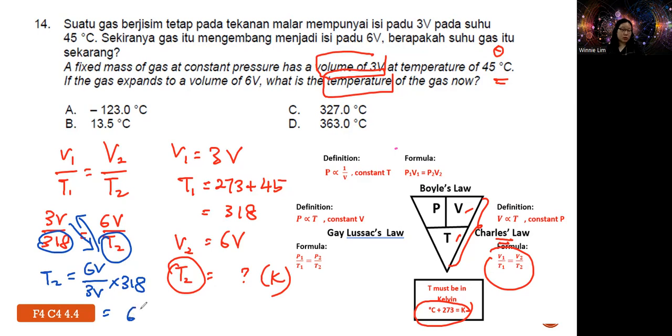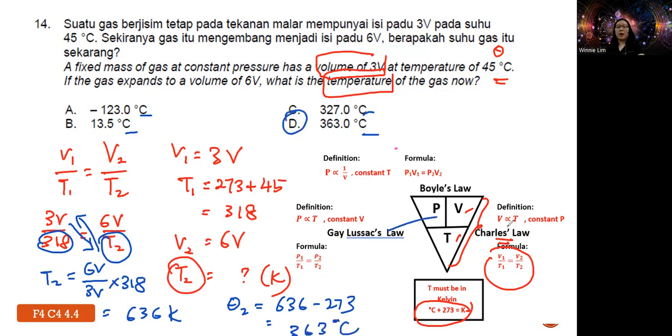Then you will get 636, and the teacher says T refers to the temperature in Kelvin, right? But the option given is in degrees Celsius, notice. When you change degrees Celsius to Kelvin, you plus 273. So now from Kelvin to degrees Celsius, what you do? You minus. So that's why theta 2 is actually 636 minus 273, and you get 363 degrees Celsius.